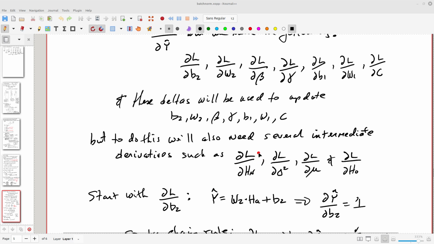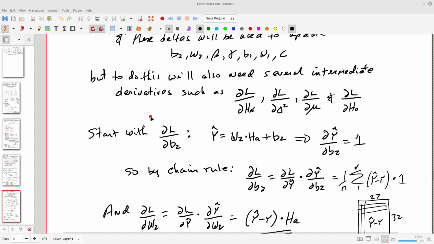For example, we're going to need to compute the loss with respect to the normalized layer, the loss with respect to the variance, the loss with respect to the mean, and the loss with respect to our first linear layer. So let's start. We'll start with the easy one, which is the loss with respect to bias 2.